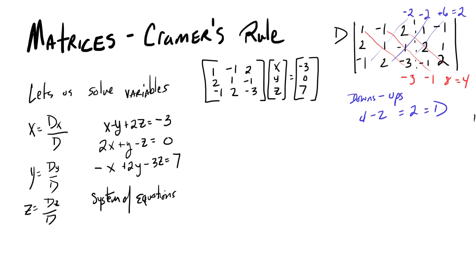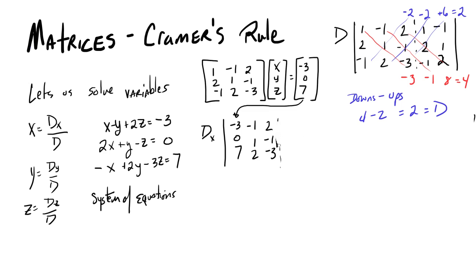Now let's find dx, the determinant for x. This is what you're going to do. It's a little weird, but you've got to buy into it. We take the first column and switch it out with the answers. I take the answers and put them into the first column, because that's the x's. Then I copy over the regular stuff like we did before. That's what I'm going to find the determinant of.